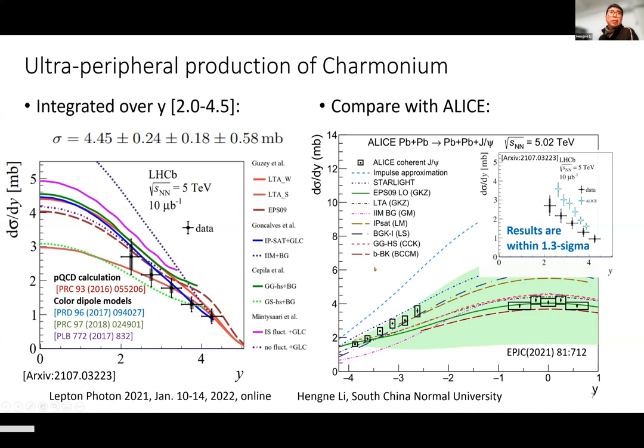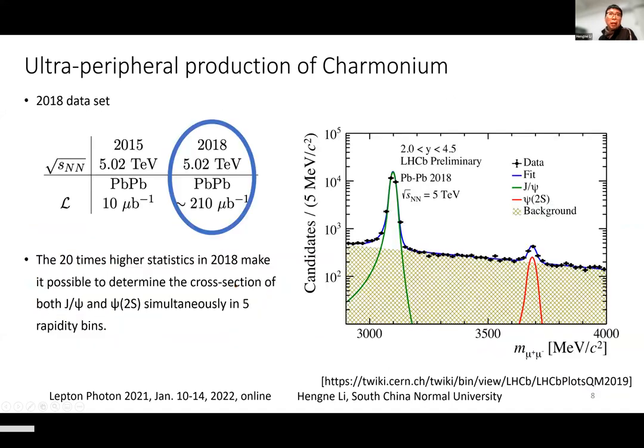All right. At the same time, the 2018 dataset results are about to get out. Here we have about 20 times higher statistics. You can see our approved plots showing these higher statistics. You can see a much smoother fit of the J/psi invariant mass, a very clear signal.